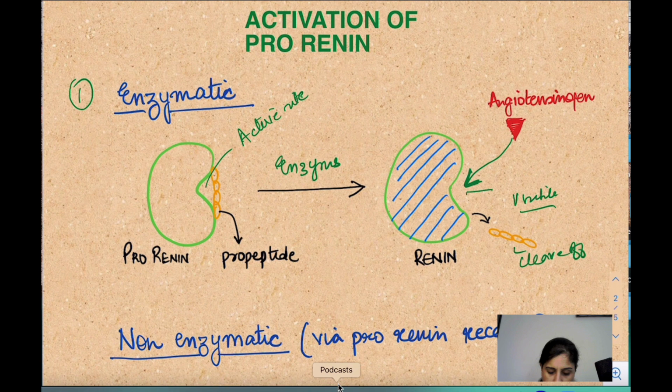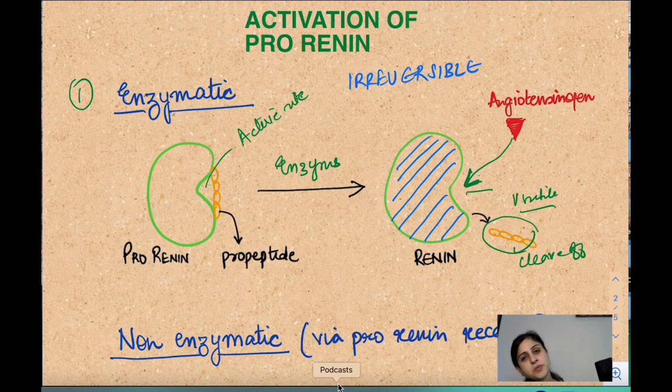Now this conversion of prorenin to renin, because the chain has broken here, it cannot be joined back. It's broken. It cannot be attached back, like you cannot put it again on renin and make prorenin. No, this is not possible. So therefore this process is irreversible. Conversion by this method is irreversible, because once this is broken, it cannot be attached back.